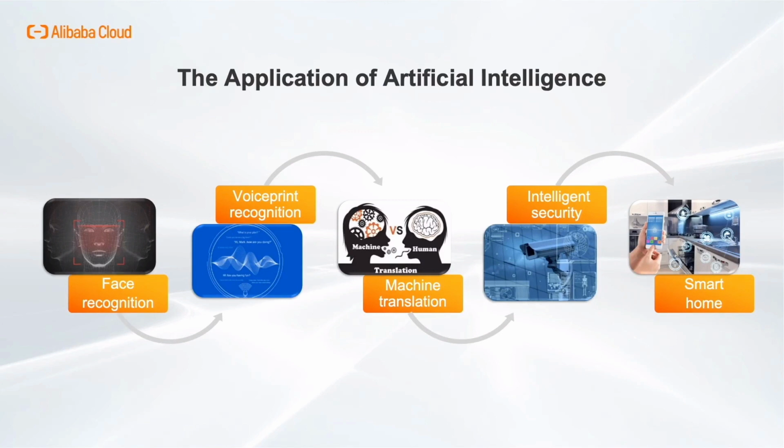Voice recognition is a biometric method to automatically identify the speaker according to the speaker's physiological and behavioral characteristics, which can be used in non-contact biometric recognition. Machine translation uses the power of the machine to automatically translate the text of one natural language into another language. Intelligent security can implement automatic monitoring and management of security systems.